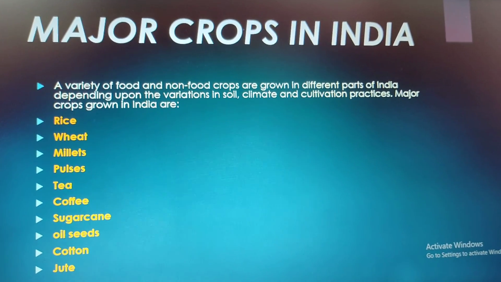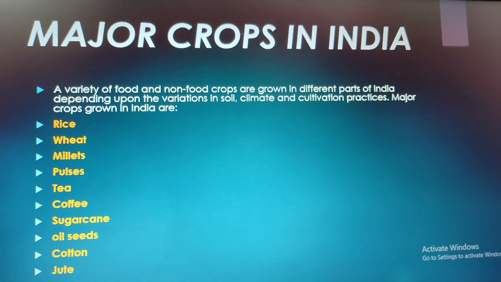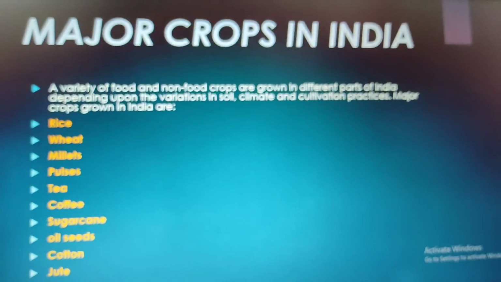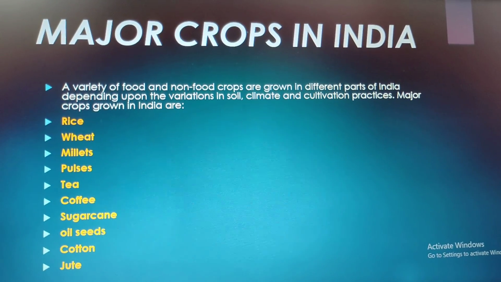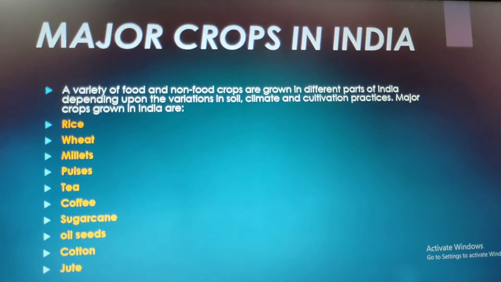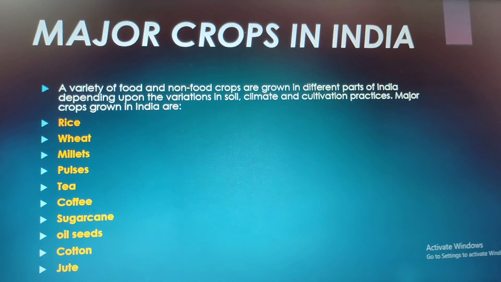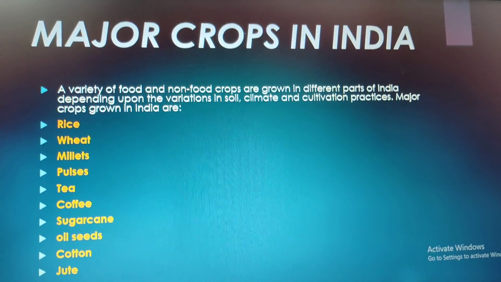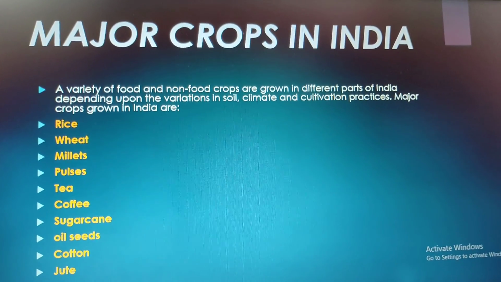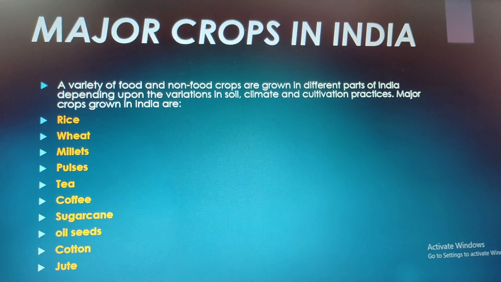If we talk about tea and coffee, Assam is very good for it, right? It requires hilly areas particularly. For sugar cane, Uttar Pradesh is the largest producer. Cotton is grown wherever black soil is found. Black soil is found in parts of Rajasthan and Gujarat, right? So it is favorable for growing cotton.